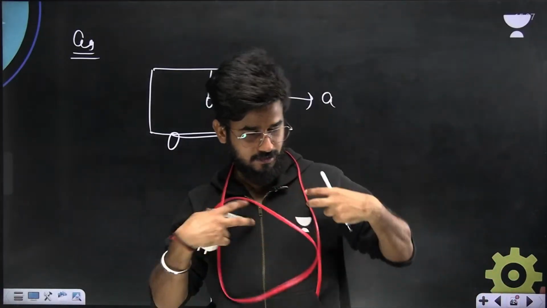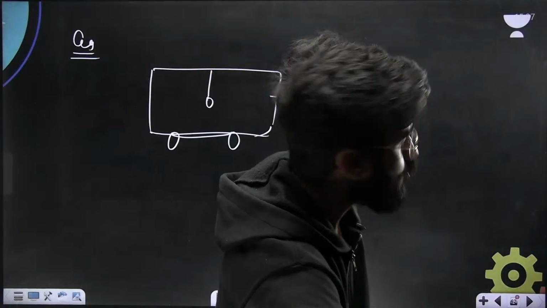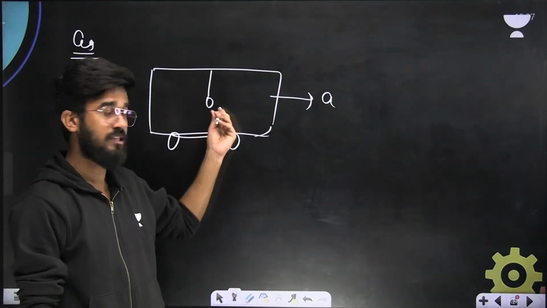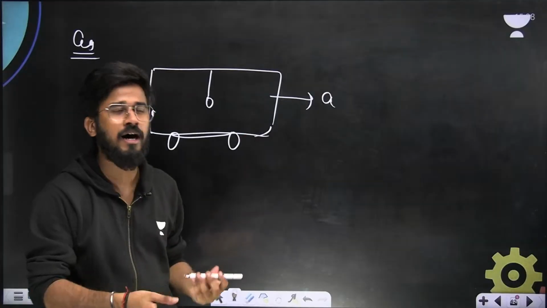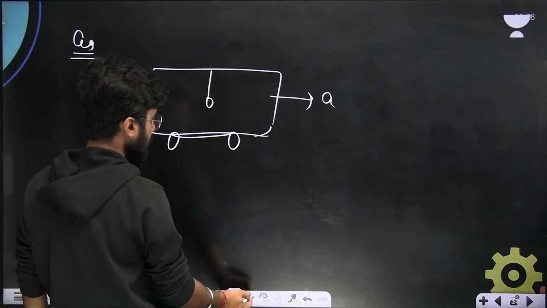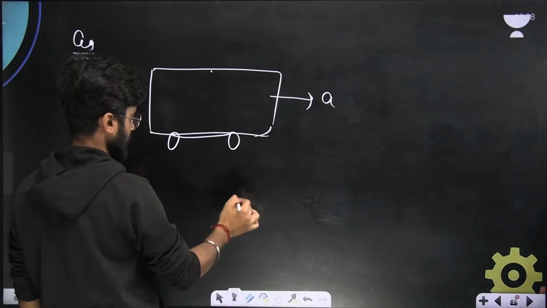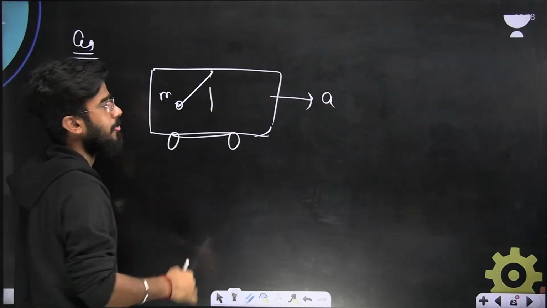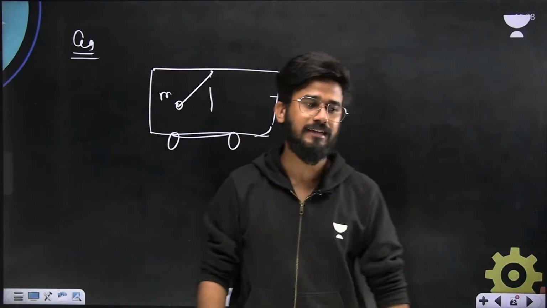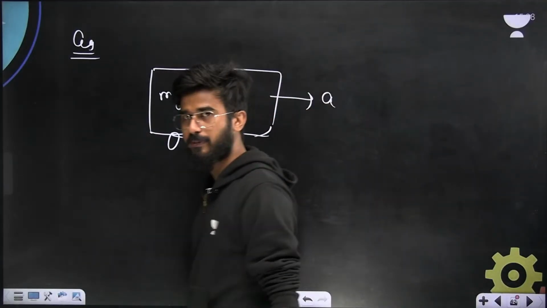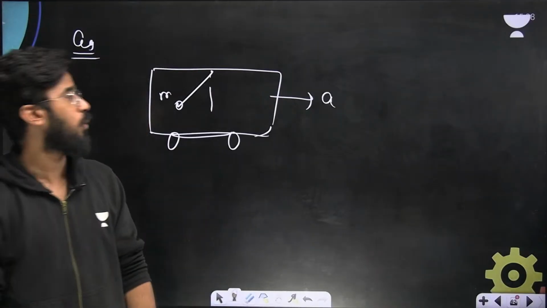Just imagine this. Obviously there is a pseudo force applying on this particular mass in the opposite direction. Suppose the mass is m, and it will go something like this. This was the equilibrium position, and it will go something like this. Now it is asked that if the acceleration is a, then what is the angle of this pendulum from the equilibrium position? What is this angle theta?